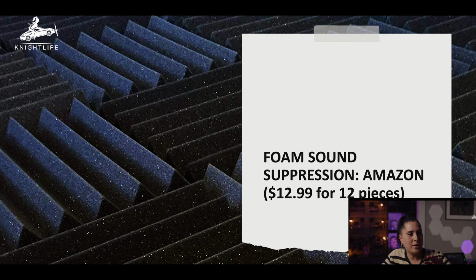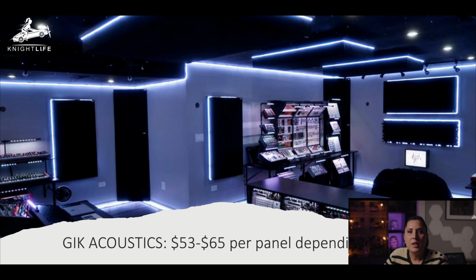One of the big questions I get is, do you need to actually put the foam core across every inch of your wall? No, you don't. You really just need to put 4, 6, 8 squares in the middle of different parts of the room on different walls, and then test it and see how much it suppresses the echo and the reverb. But again, you don't need to go out and buy sound panels for $65 a panel. You can buy 12 pieces for about 13 bucks on Amazon. So these are the GIK acoustic sound panels, which are for your bigger budgets.